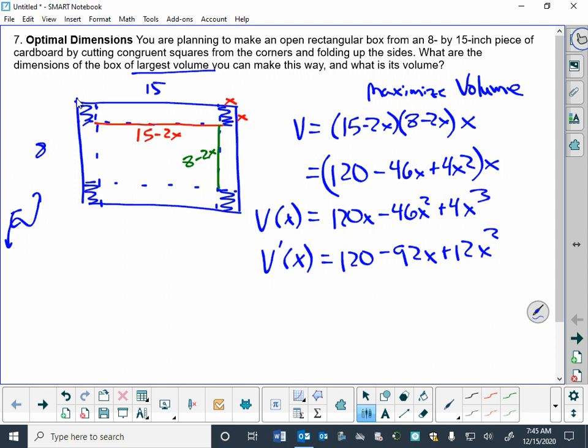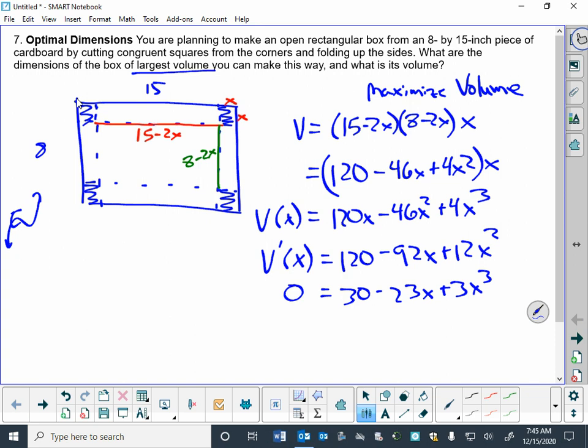Let me see how much I can factor out of there. Looks like probably just a 4. Yeah, I can pull 4 out. So I'll divide everything by 4 as I set it equal to 0. That'll leave me 30 minus 23x plus 3x squared. I'm not sure if this is going to factor, I could try to factor this.